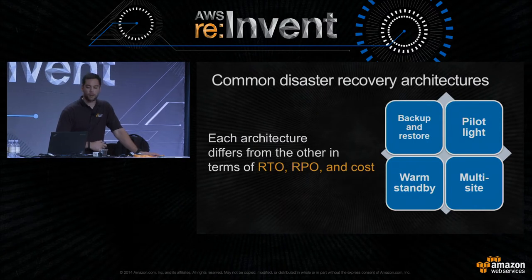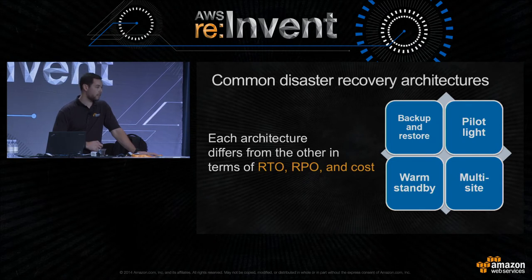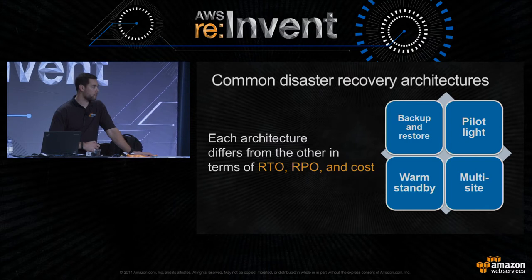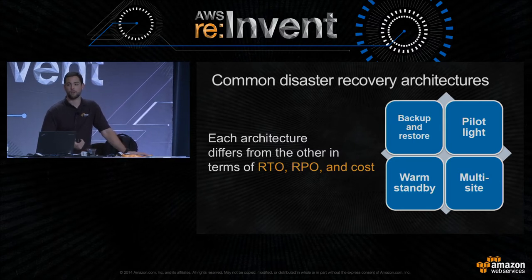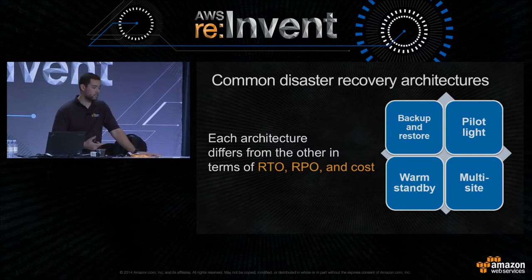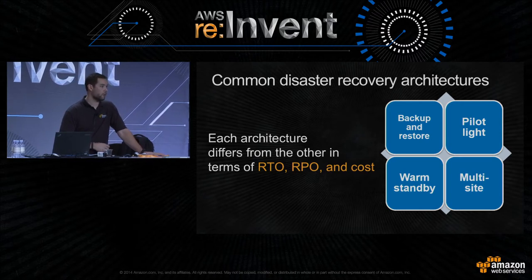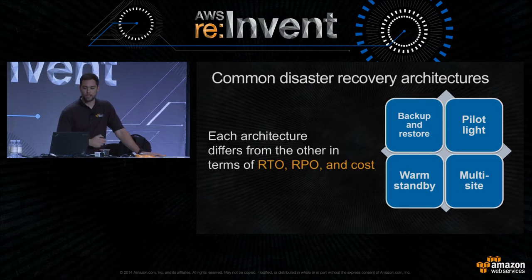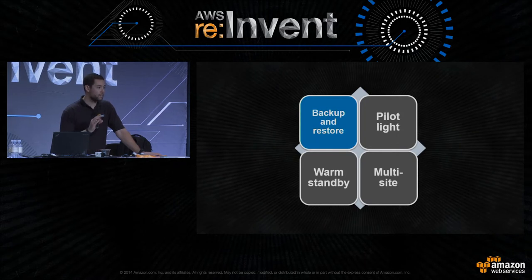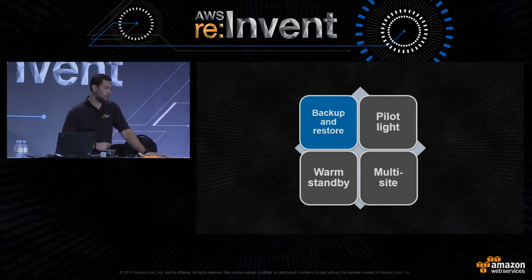Okay, so now we're going to talk about the common disaster recovery architectures. So the four key architectures that we've got here are backup and restore, pilot light, warm standby, and multi-site. Each architecture differs across our three key values. Remember RTO, our time to recover, RPO, our data loss that we can sustain, and cost. So each solution is more expensive or less expensive than the others, and each solution has a different RTO and RPO. Depending on what your disaster recovery needs or your application's needs are, you can deploy one of these four.